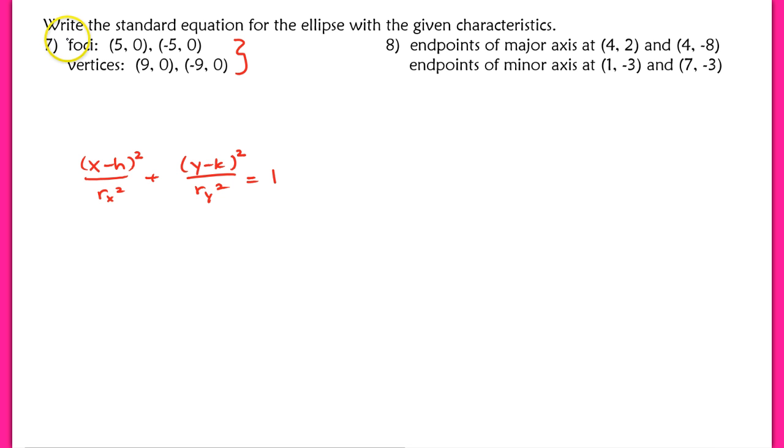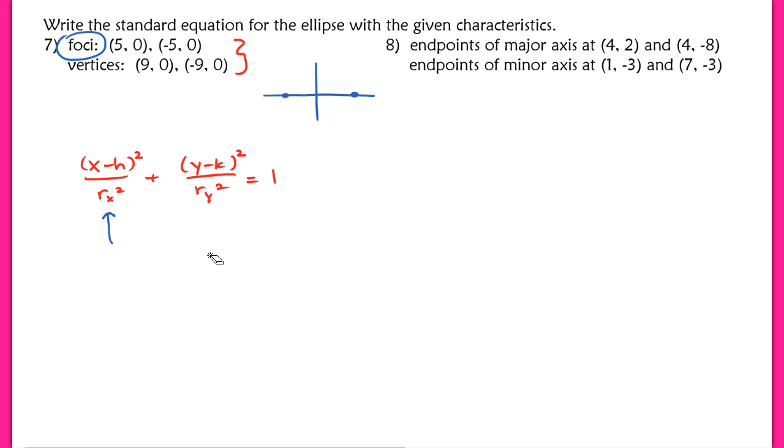Now let's look at the fact that they list the foci. The foci are at (5, 0) and (-5, 0). Remember, foci are always listed on the major axis, so right now these points, (-5, 0) and (5, 0), if you just visualize, these lie on the x-axis, which means that your major axis is in the x direction. So this number for sure is going to be bigger, okay, than r sub y squared.